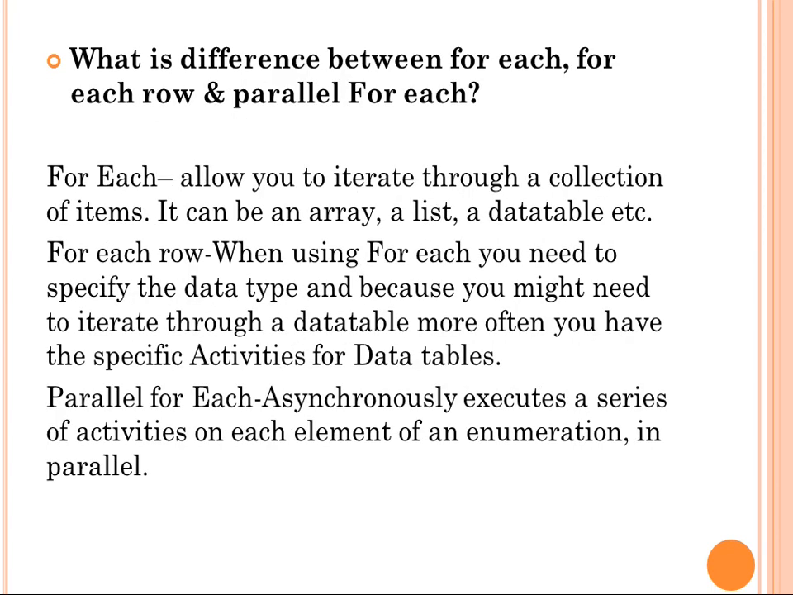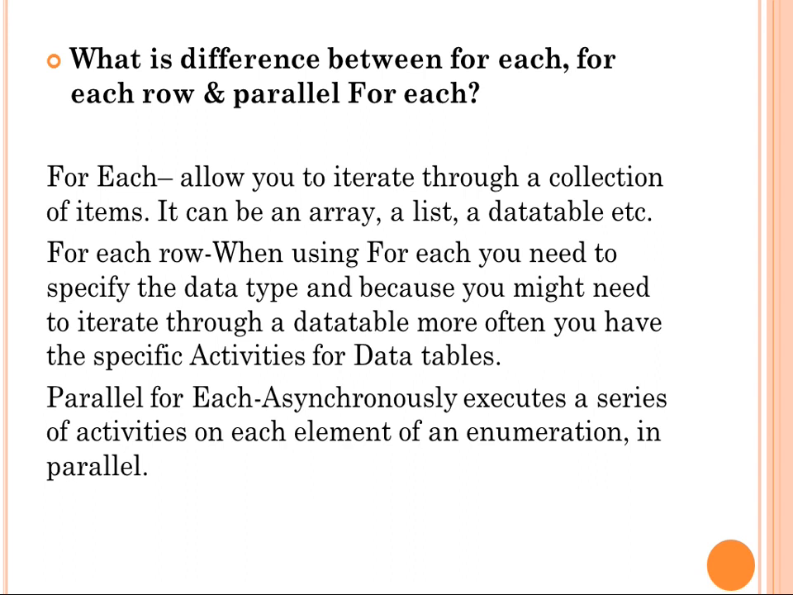What is the difference between for each row and parallel for each? These are types of loops. Okay, for each basically allows you to iterate over collections, different types of items in collections. It can be an array, a list, a data table, or an enum, which is a collection of a set of constants. Dynamically we can create that.